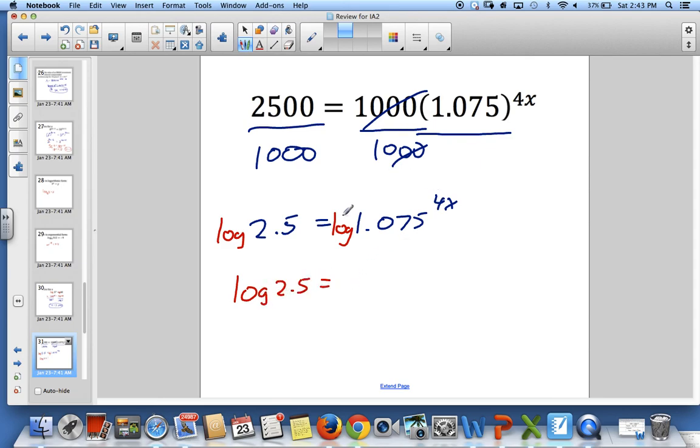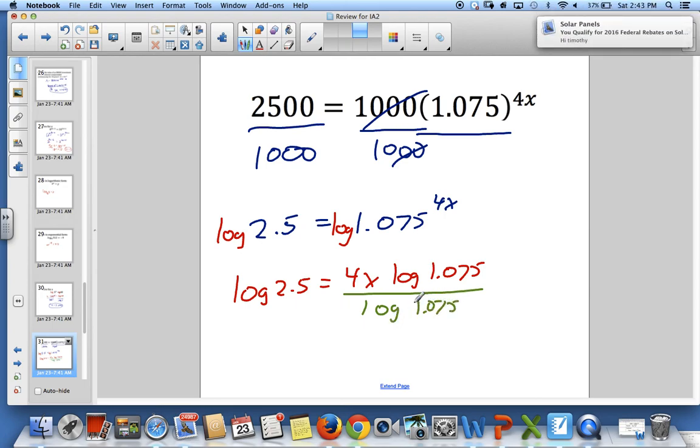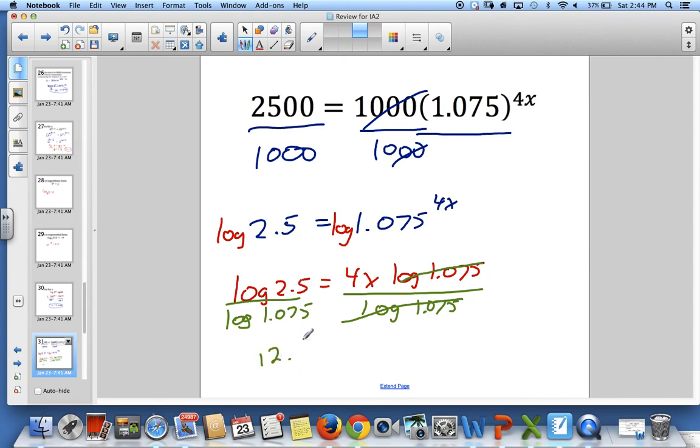equals, and this 4x can come out in front, 4x times the log of 1.075. And now I just go through my math again. I'm going to divide both sides by log 1.075, and divide this by log 1.075. And these are going to cancel. So that leaves me with, when I do this in my calculator, I get 12.6698, something like that, equals 4x, and then I finish that by dividing by 4.